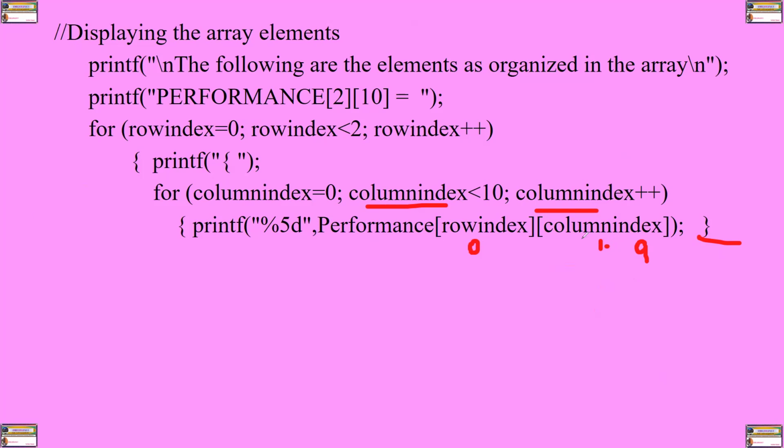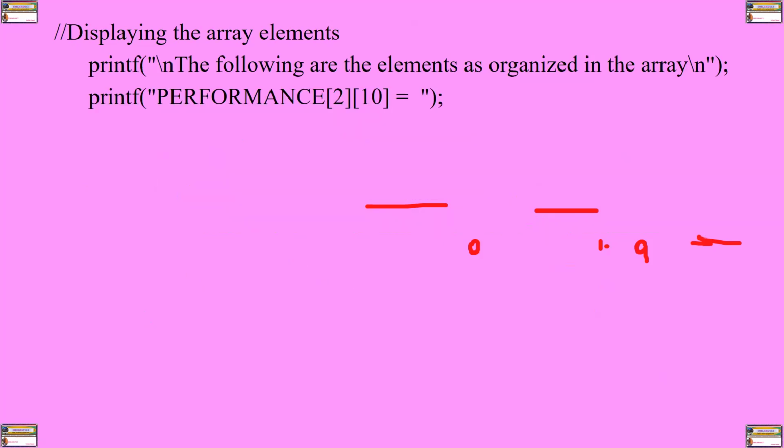Once that is done, and the value of column index is incremented from 9 to 10, meaning that 10 is not less than 10, then the processor will move on, display this statement, this brace, and then display this other statement on the screen, which talks about creating spaces. And once this brace is encountered, the control will be taken up here.